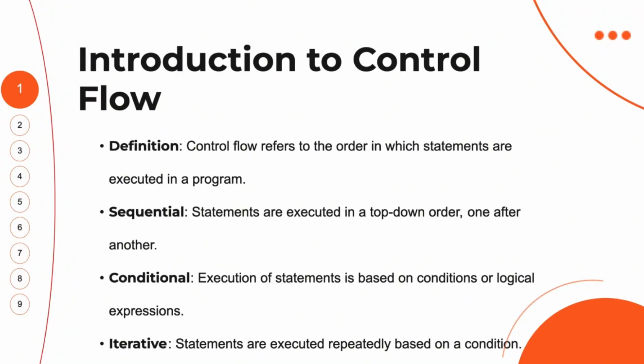Which order? Is it sequential? Because there are different types of control flow. It could be sequential, conditional, or iterative. Sequential statements are executed in a top to down order, from top to down, one after the other. So that's in a sequence. While conditional execution of statements is based on conditions or logical expressions. So that's when you're giving the computer a condition on which a particular program can be executed.